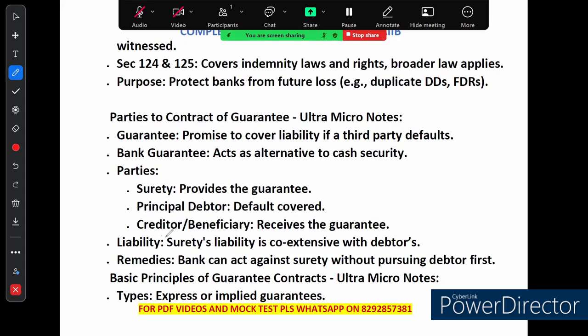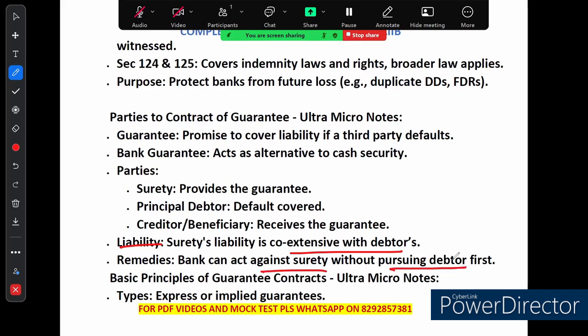Now, the surety's liability is equal to the debtor's and includes things like interest. The bank can go straight to the surety without having to go after the debtor first. So the bank can act against the surety without pursuing the debtor first.